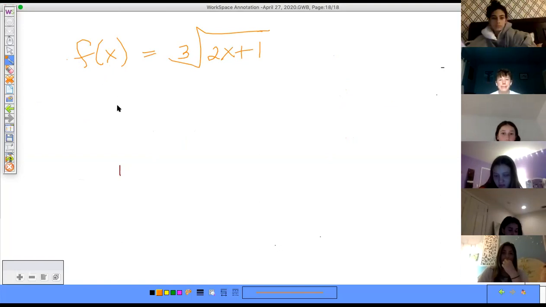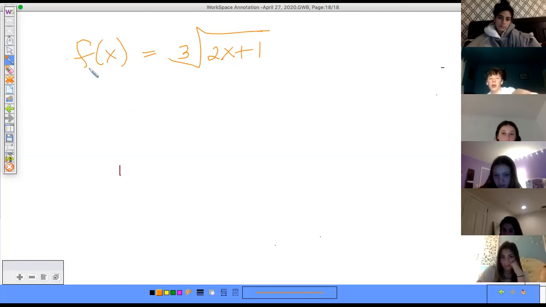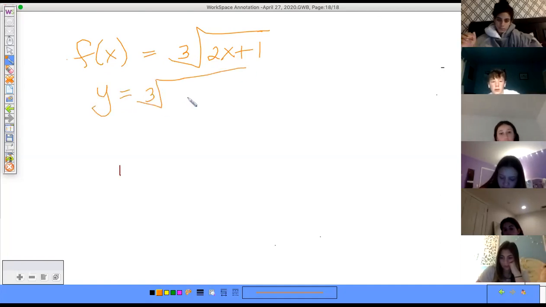The first thing you need to do is change f of x to y. Good. We're going to change that to y first, and now we have y equal to the cube root of 2x plus 1. That's the first thing we want to do. What's the second thing we want to do?